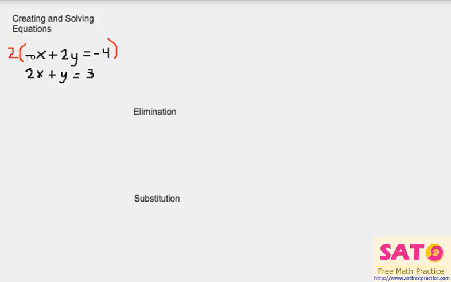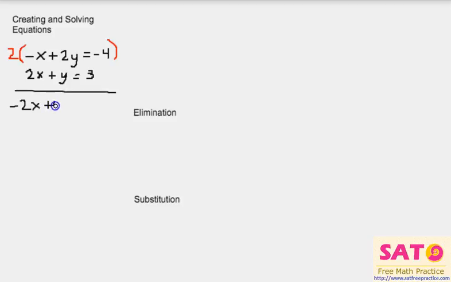That way, negative 2x and 2x can eliminate themselves. So negative 2x plus 4y equals negative 8. Now the x's can eliminate themselves, and we can add both of the equations together to solve for y. So if we add both of them together, 5y equals negative 5, and y equals negative 1.